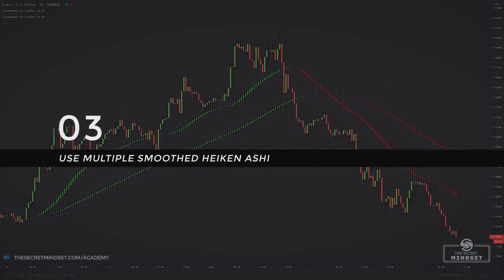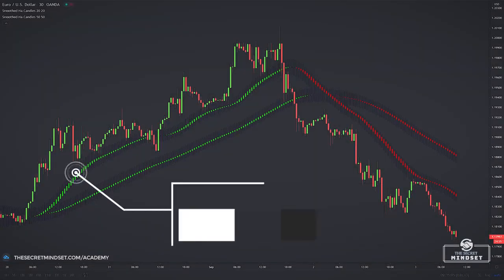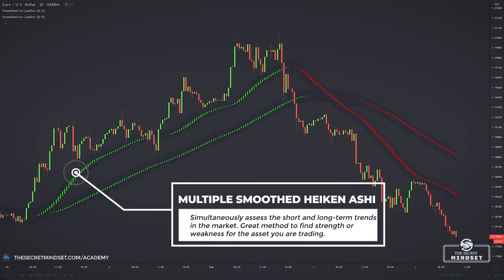Third approach is making use of multiple smoothed Heiken Ashi. This allows traders to simultaneously assess the short and long-term trends in the market. As price crosses above or below these plotted levels on the graph, it can be explained as either strength or weakness for the asset you are trading. This method of using more than one smoothed Heiken Ashi can be extremely useful in trending markets.